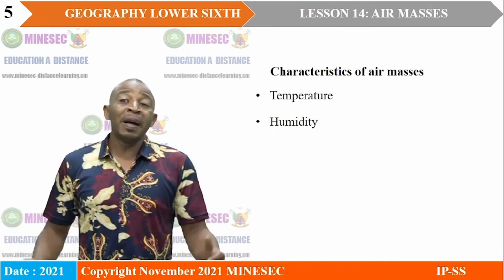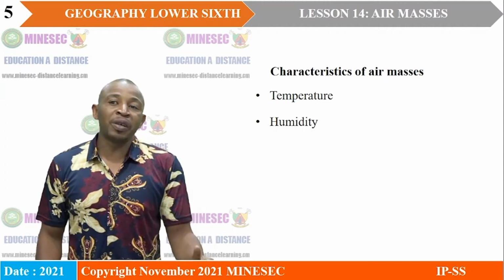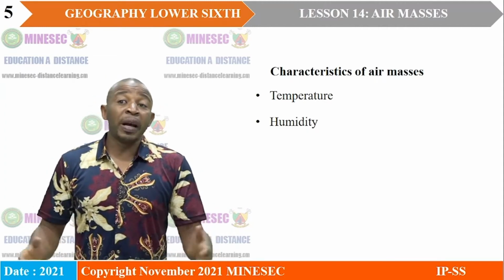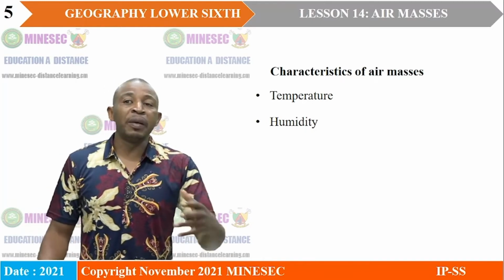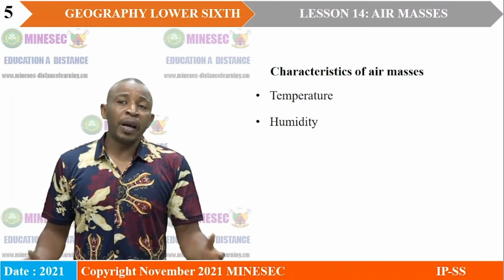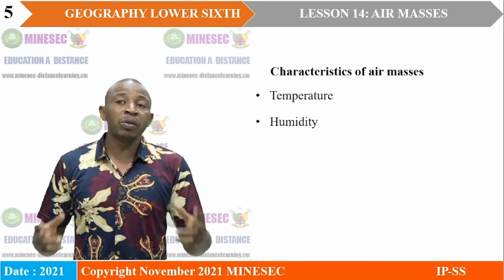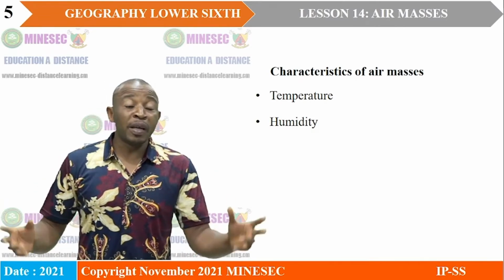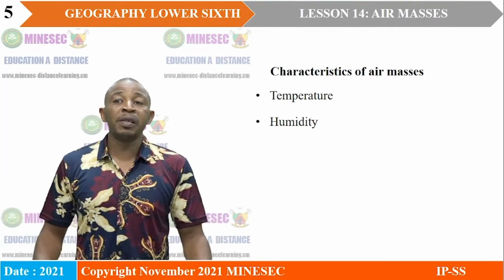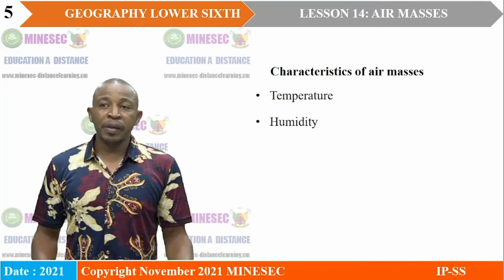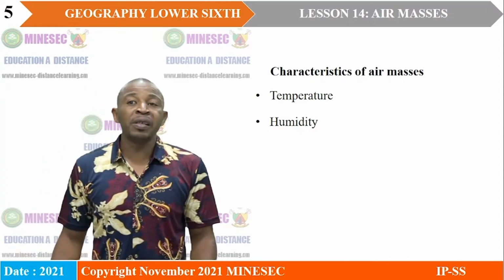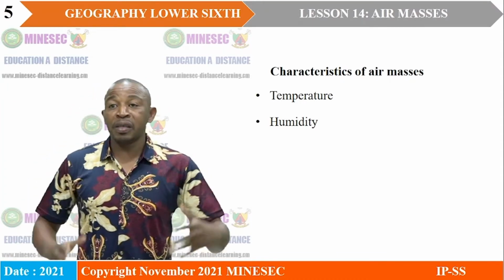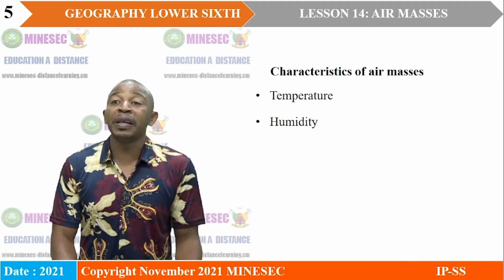So an air mass has mainly two major characteristics. And what are the characteristics? We have temperature, which can either be high or low. We have humidity, that is the amount of water vapor that is contained in that air mass. Some air masses are dry, some air masses are wet. So these are the major characteristics which are going to determine the different types of air masses as they are moving. We are going to see in the course of our lesson.